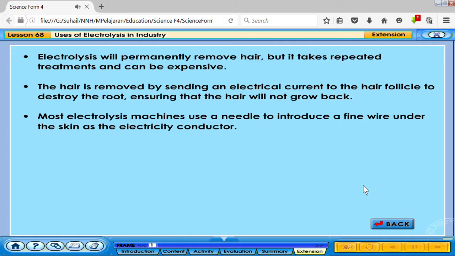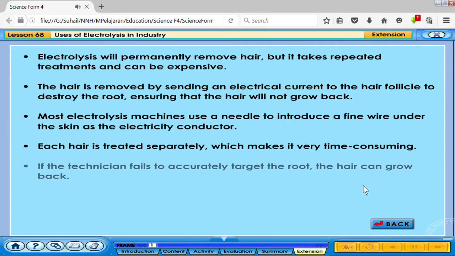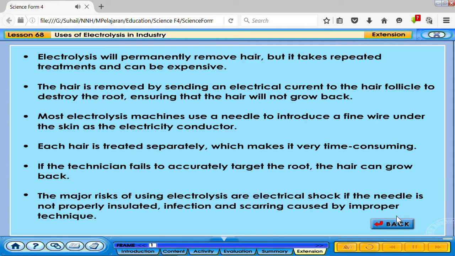Most electrolysis machines use a needle to introduce a fine wire under the skin as the electricity conductor. Each hair is treated separately, which makes it very time-consuming. If the technician fails to accurately target the root, the hair can grow back. The major risks of using electrolysis are electrical shocks if the needle is not properly insulated, infection, and scarring caused by improper technique.